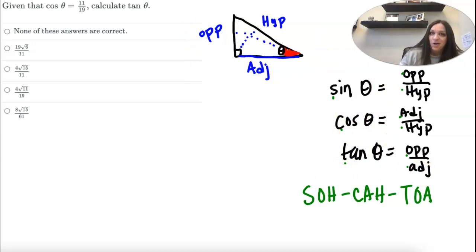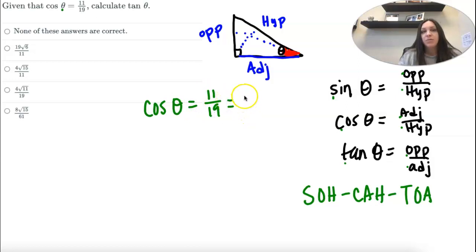Alright, so let's get to the problem. We're given that cosine of theta is 11 over 19. Okay, now we have to remember, well, what's cosine? Cosine is the adjacent over the hypotenuse. So I'm going to use this triangle we already have here. This side, the adjacent side, would be 11, and the hypotenuse side would be 19.